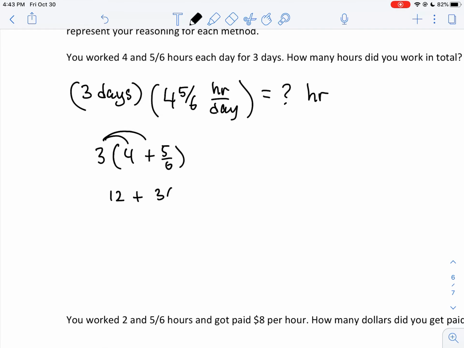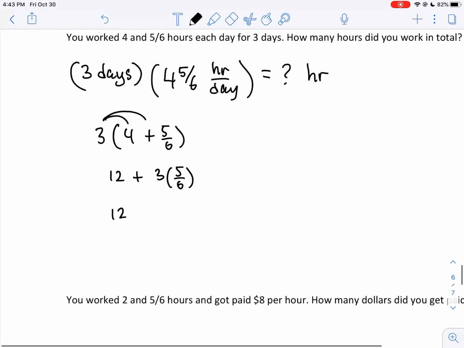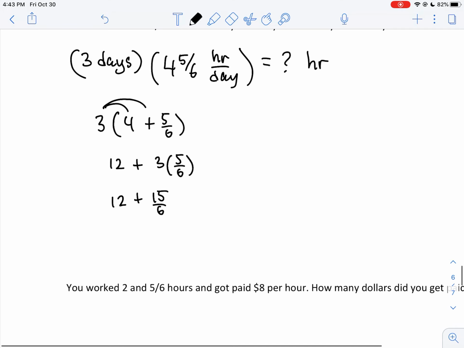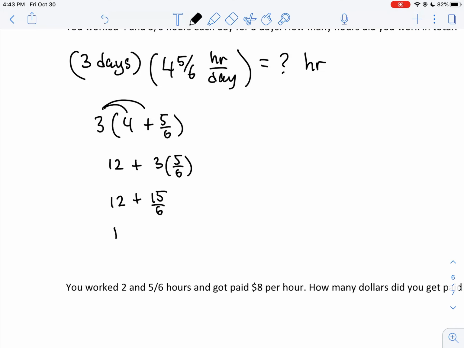So we do 3 copies of 4, that's 12, and then we do 3 copies of 5/6. And we've discussed earlier today that 3 copies of 5/6 makes 15/6. So we have 12 plus 15/6, and I could reduce 15/6 to simpler terms, divide each by 3. That's the same thing as doing 12 plus 5/2, and then get a common denominator.